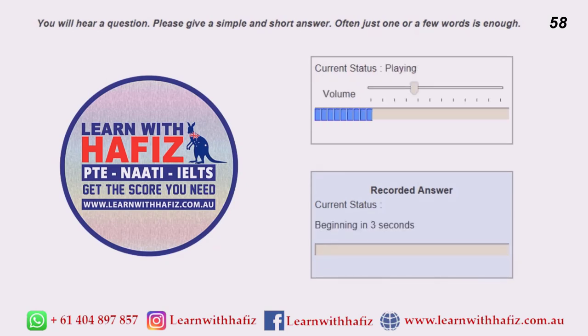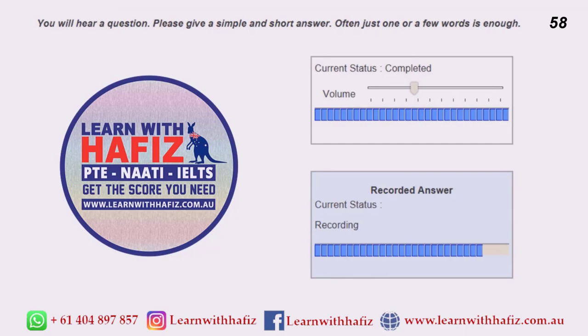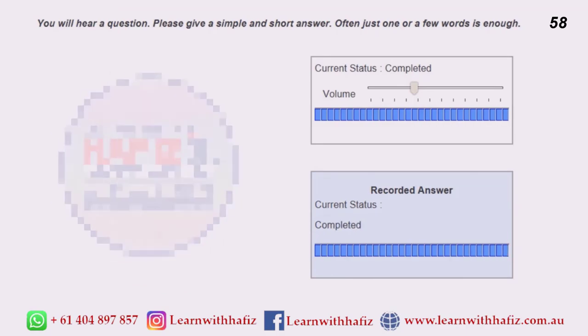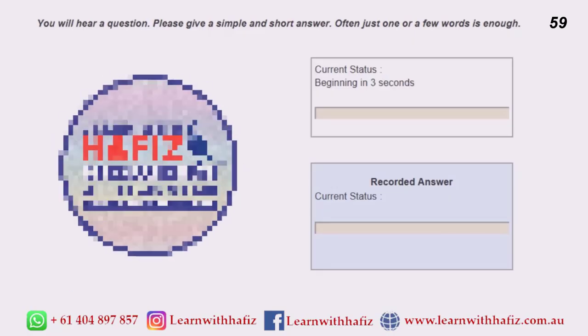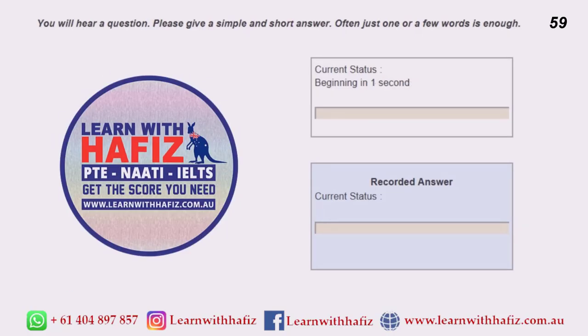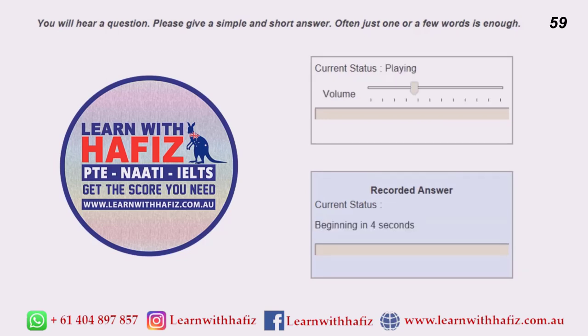What's the color of the medal that a champion gets? Correct answer is. We went somewhere. How do you understand it's a past sentence?